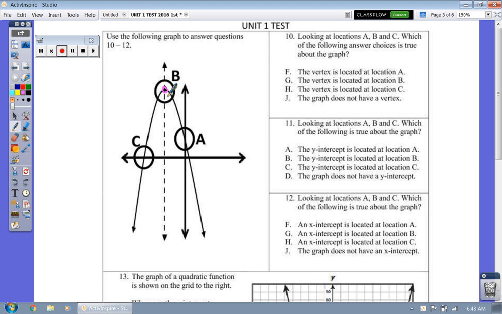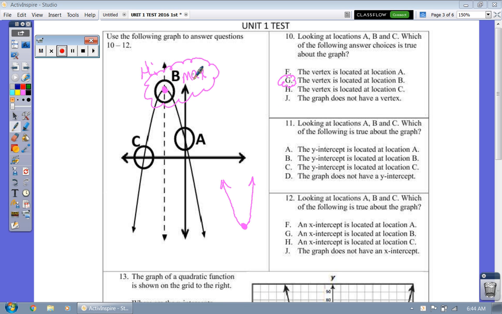So we said that a quadratic either has a maximum vertex, that's the highest point, or it would have a minimum vertex, which would be the lowest point. Well, in this case, it has a maximum vertex, and that vertex is located at point B. So let's see here, the vertex is located at location B, so this is my answer choice.